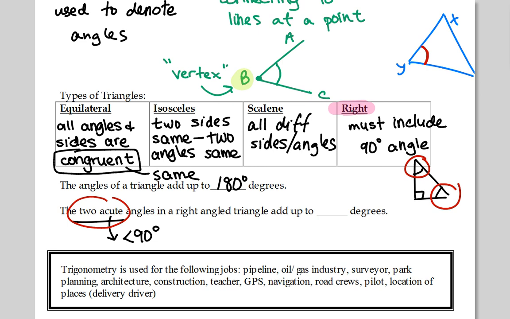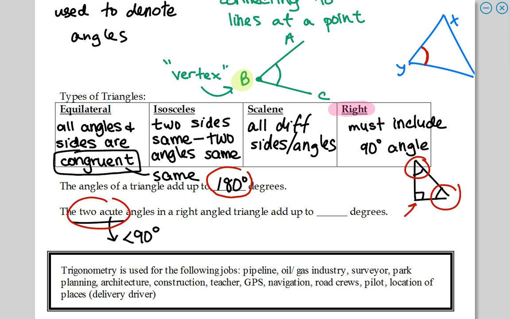Okay? So if altogether all the angles add up to 180 and you already have a 90 there, if you subtract 90 from 180, you're left with 90, right? Those two other angles will then add up to 90. The missing 90 are going to be those other two. Examples could be like 30 and 60, 45 and 45, 50 and 40, 20 and 70.